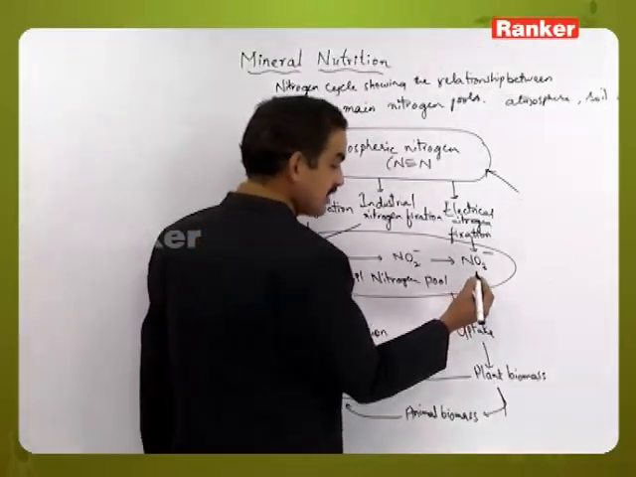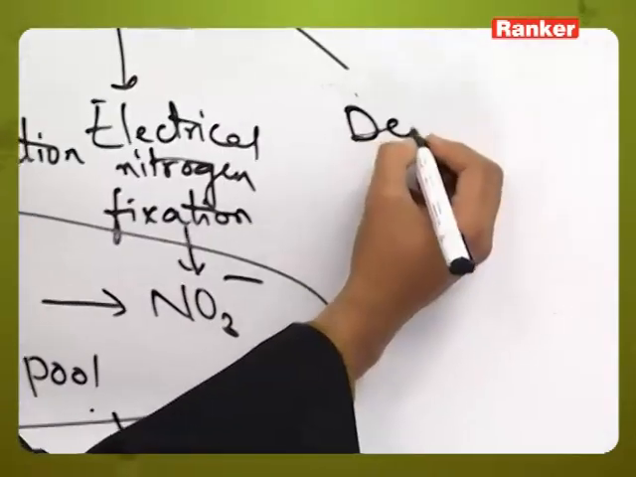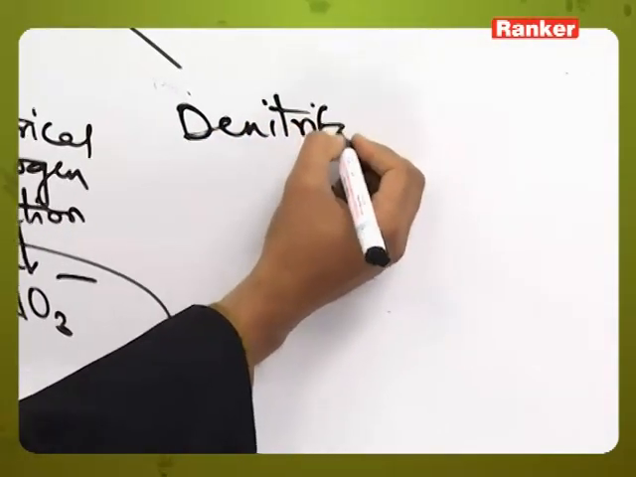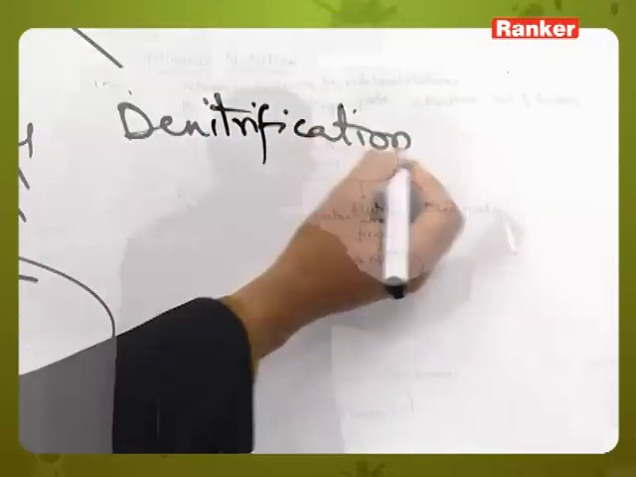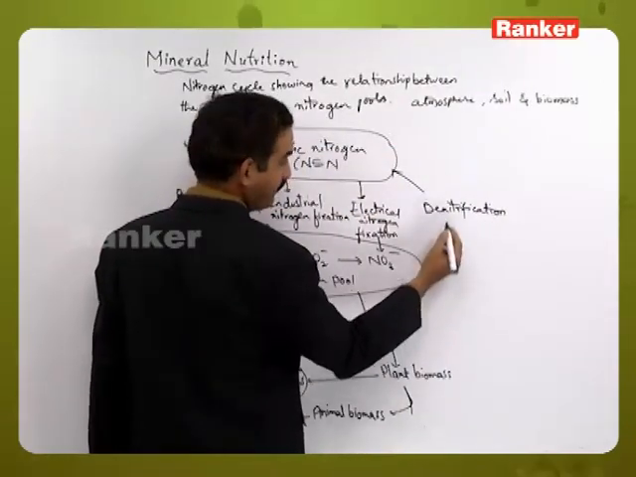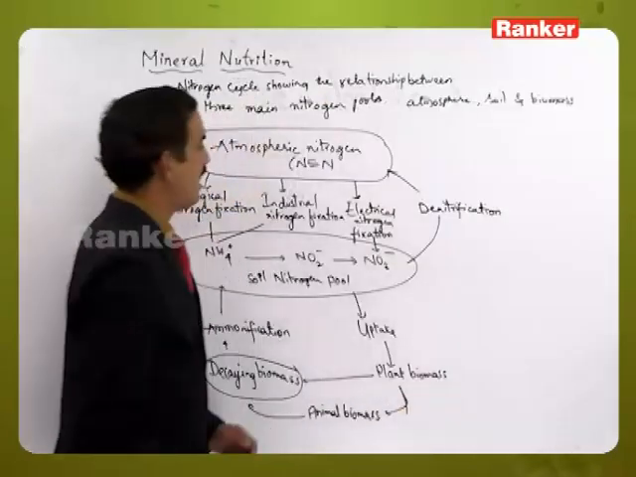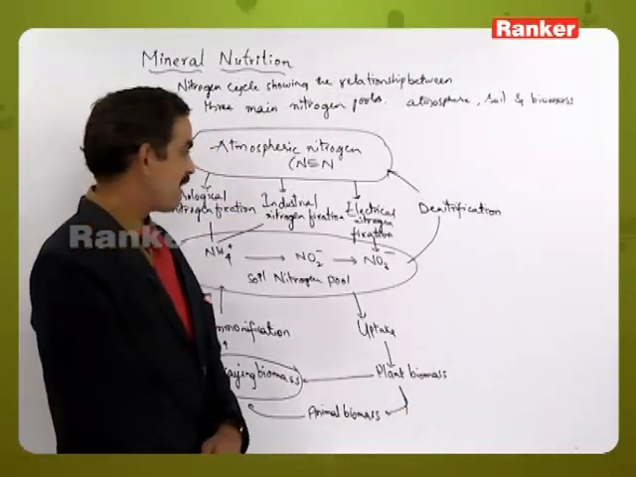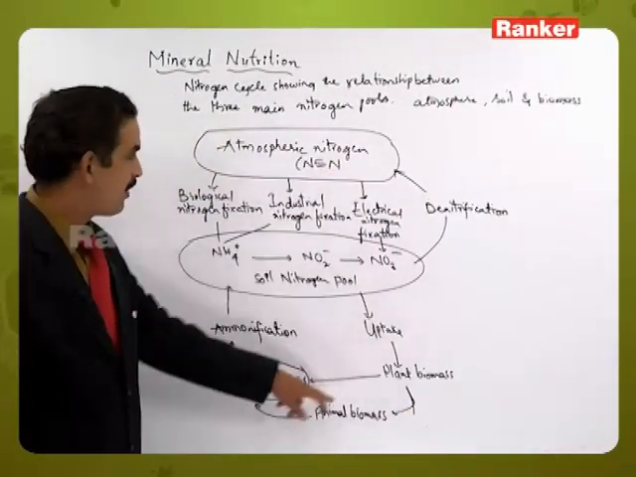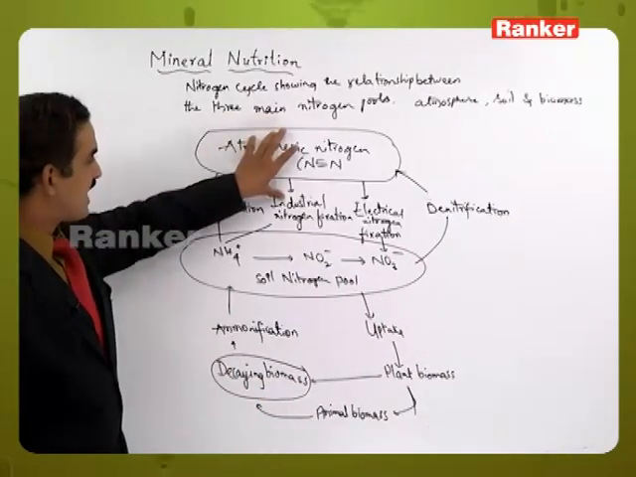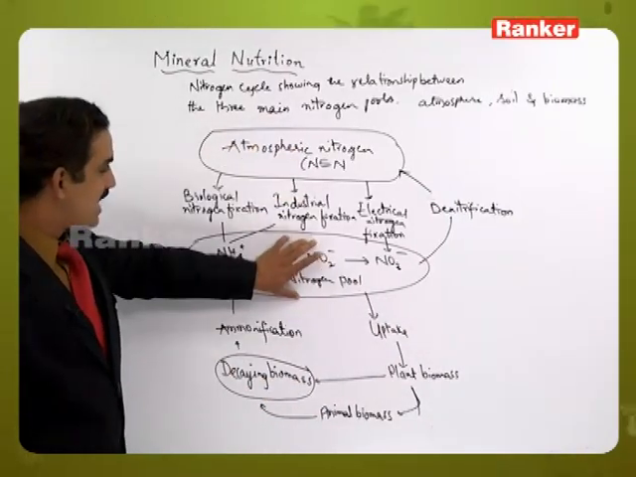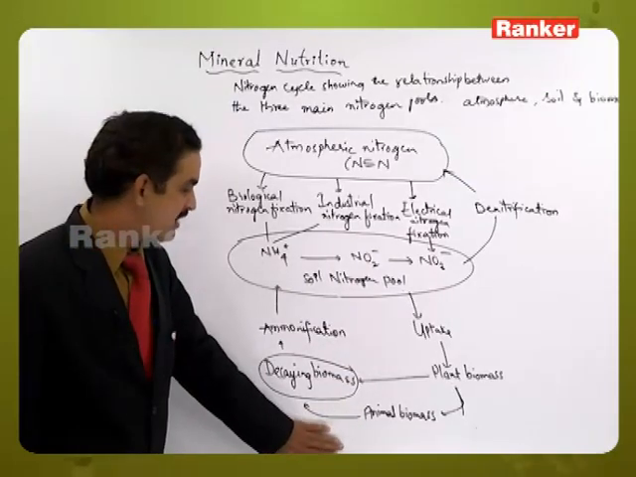So here this nitrate, by denitrification, will be converted and come into the atmospheric nitrogen. So likewise these are the different types of nitrogen pools, that is atmospheric nitrogen pool, the soil nitrogen pool, and the biomass nitrogen pool.